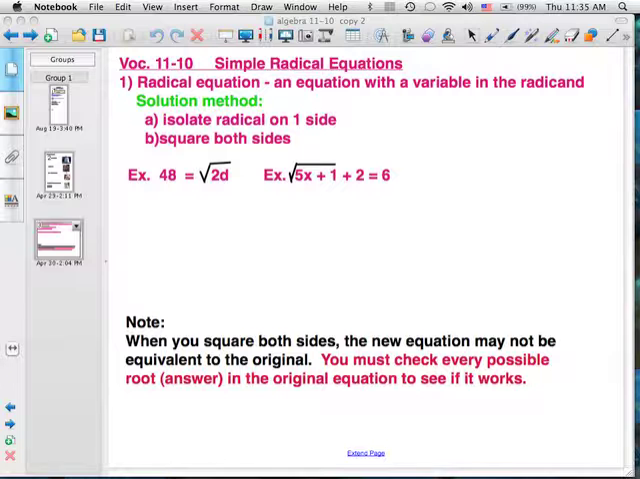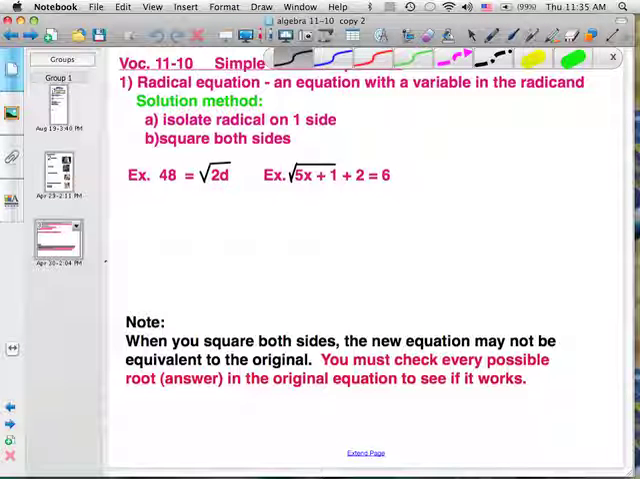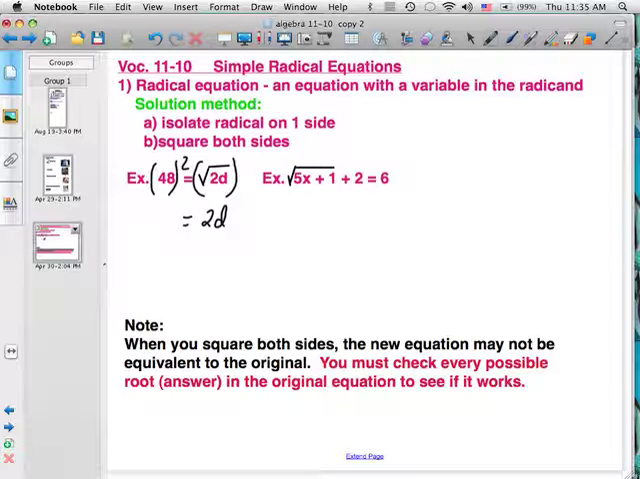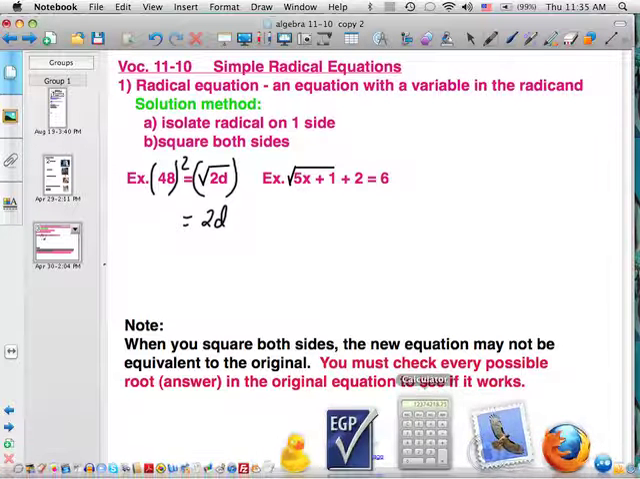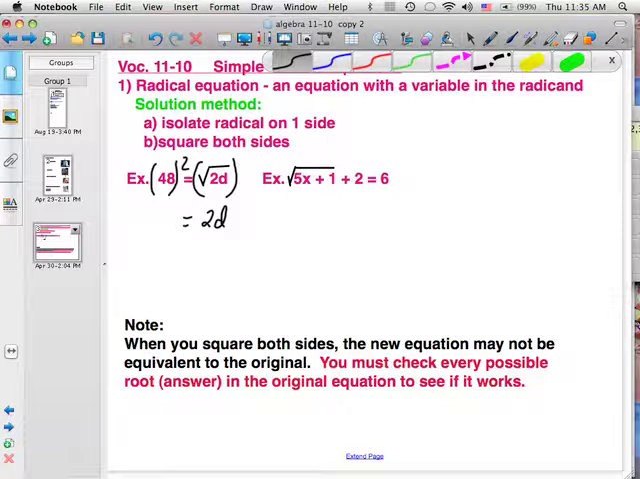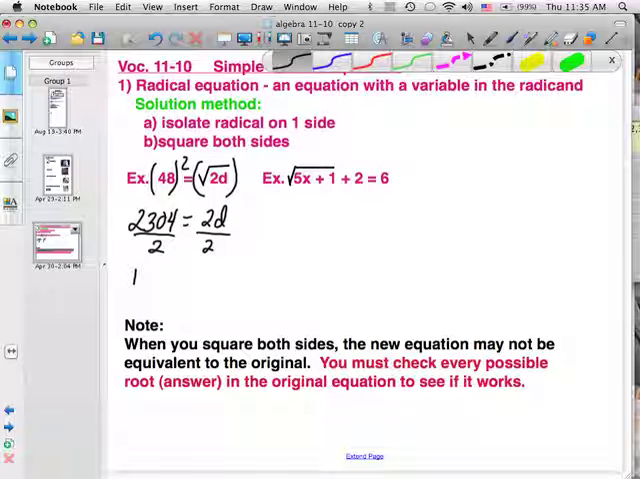So for the first example, it is isolated here, so we square both sides. And we get 2d equals, and we need 48 squared, which is 2,304. And then we divide by 2. And we find out that d equals 1,152.